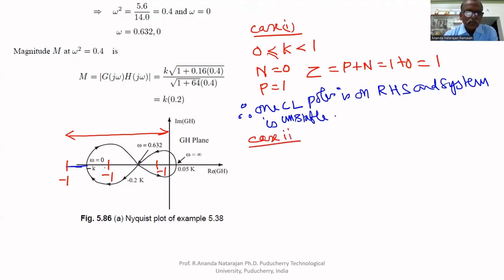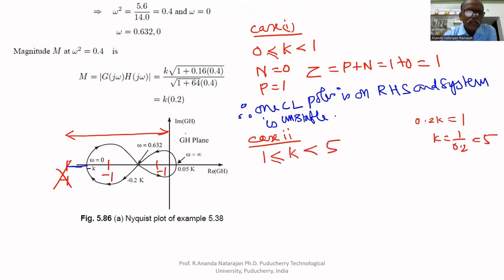That is second case. Minus 1 is not here. It means K is greater than 1, K is greater than or equal to 1. But this point is less than 1. Therefore, what is that point? Greater than 1. 0.2 K equal to 1 means K equal to 1 by 0.2 equal to 5. But K is greater than 1 but less than 5.